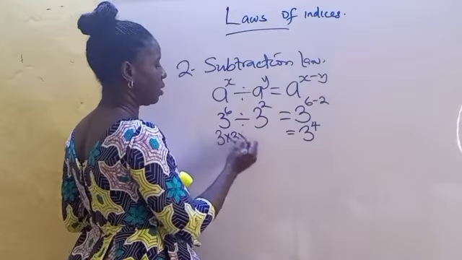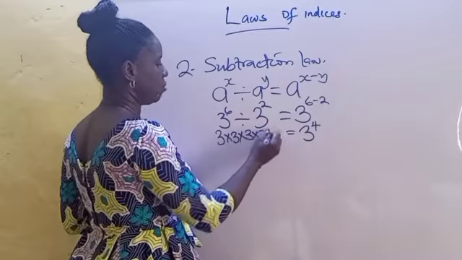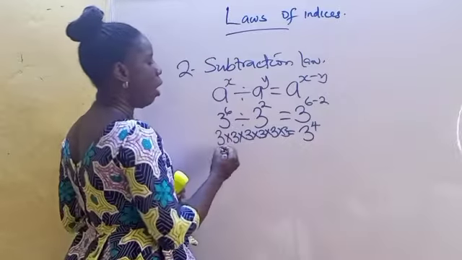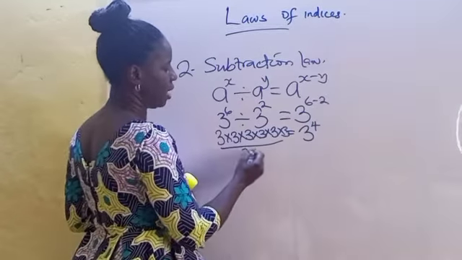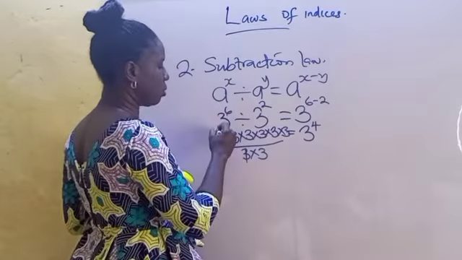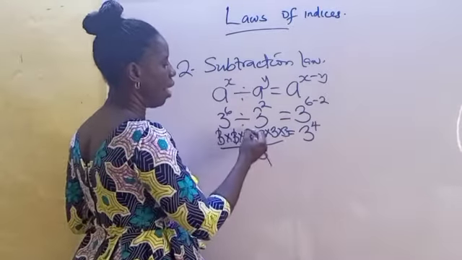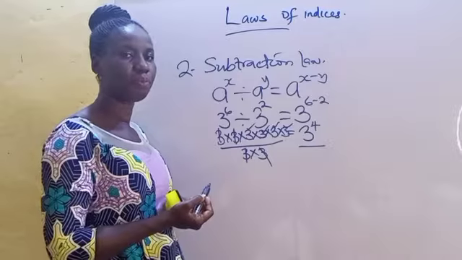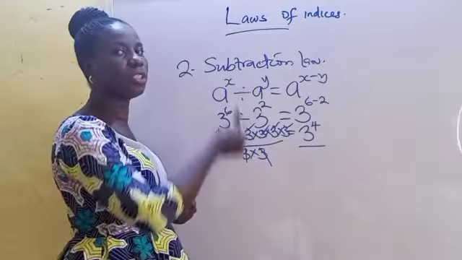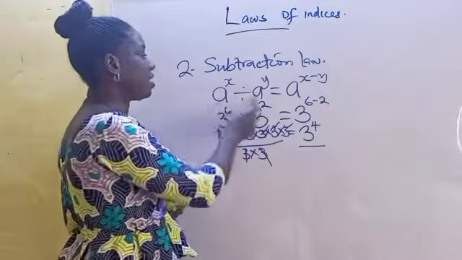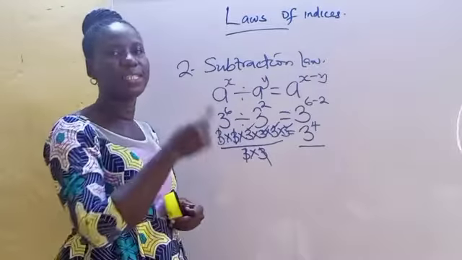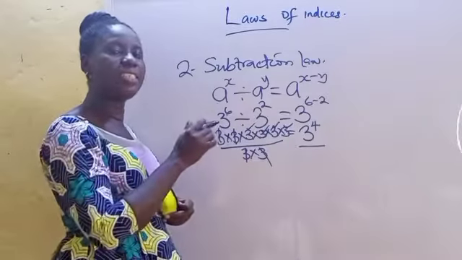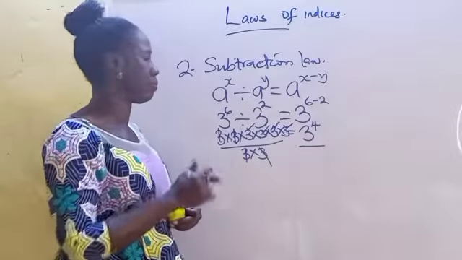3 times 3 times 3 times 3 times 3 times 3. This is 3 in 6 places, all over 3 in 2 places. 3 times 3, those will cancel out. We have 1, 2, 3, 4. And that is what we have gotten. So when you come to divisions of indices in the same base, we can always apply the subtraction law. Once again, remember it only applies to indices that have the same base.